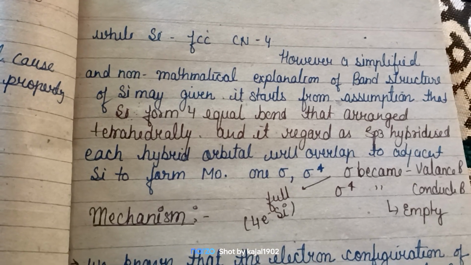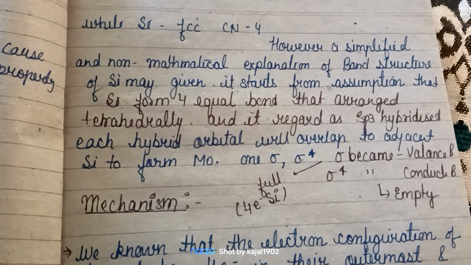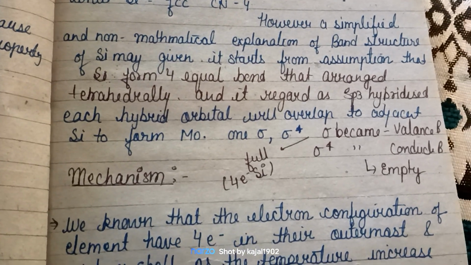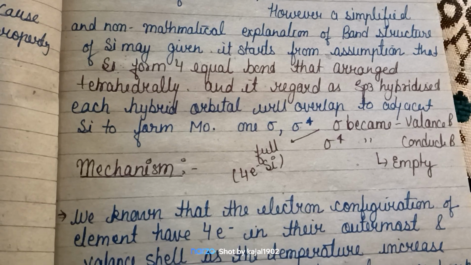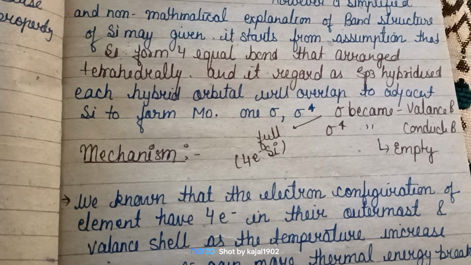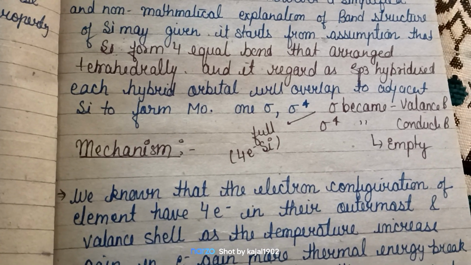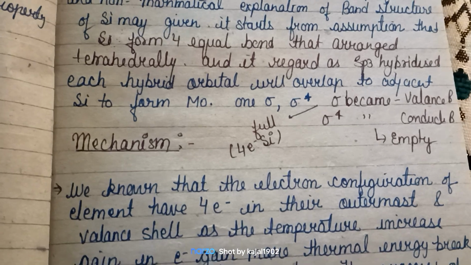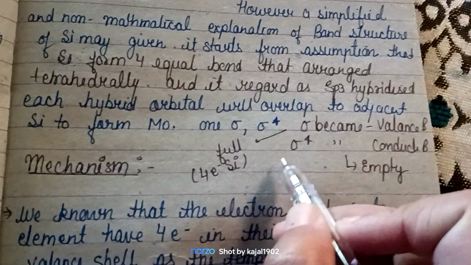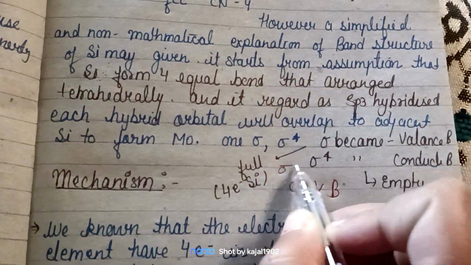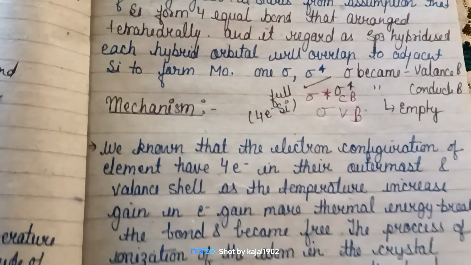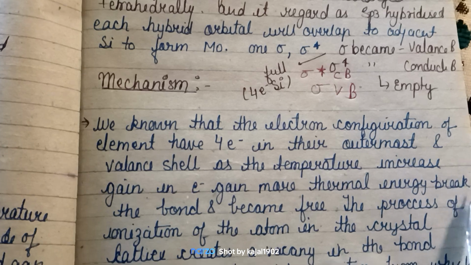However, the non-mathematical explanation of the band structure of Si starts from the assumption that silicon forms 4 equal bonds arranged tetrahedrally, regarded as sp3 hybridized. Each hybrid orbital will overlap with the adjacent silicon to form molecular orbitals, sigma and sigma star. Sigma becomes the valence band and sigma star becomes the conduction band. And the conduction band is empty.